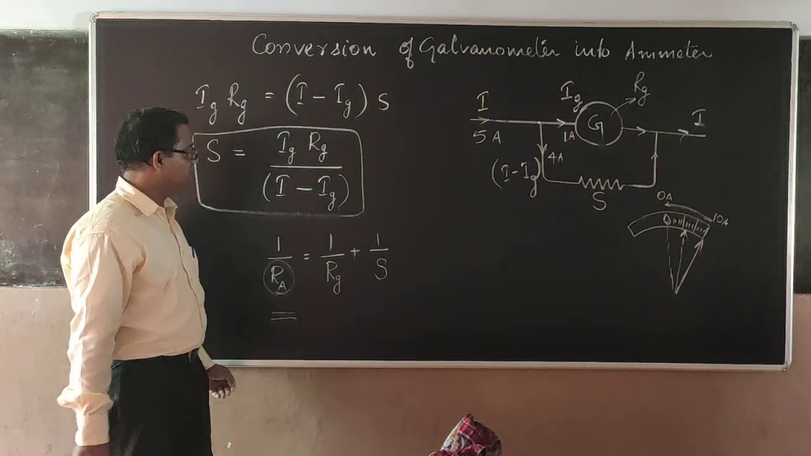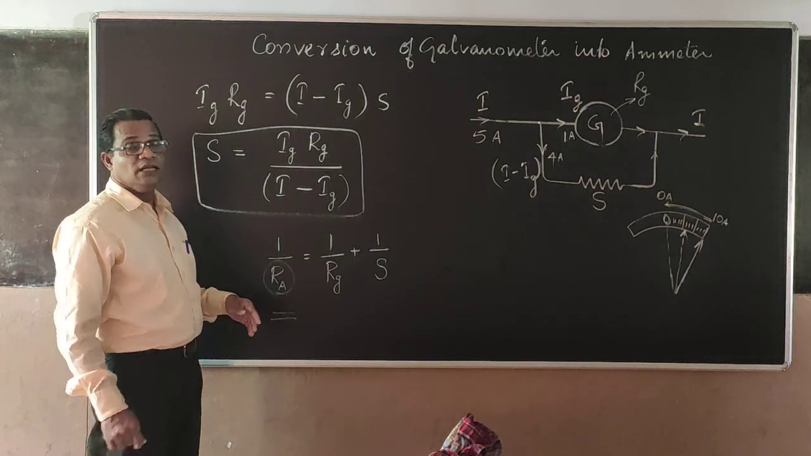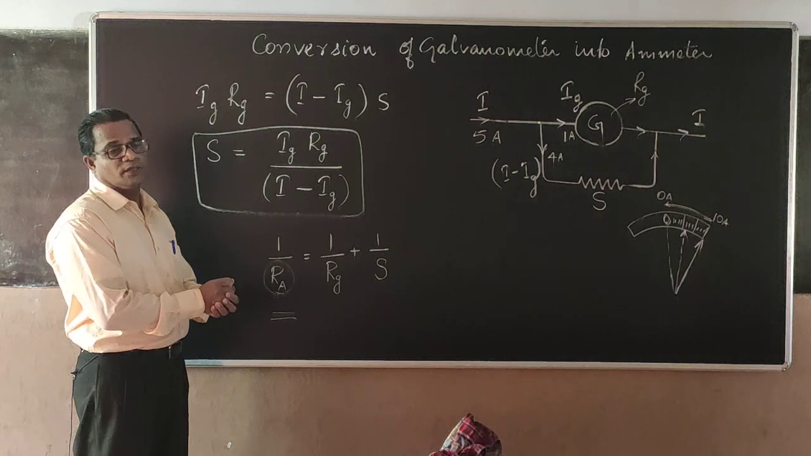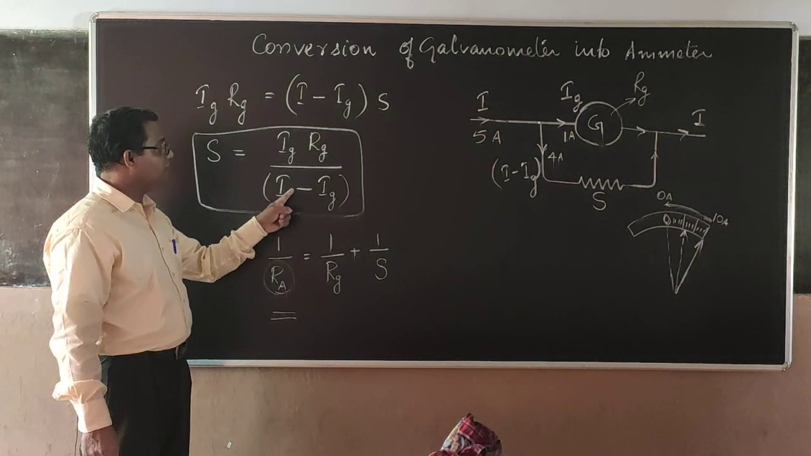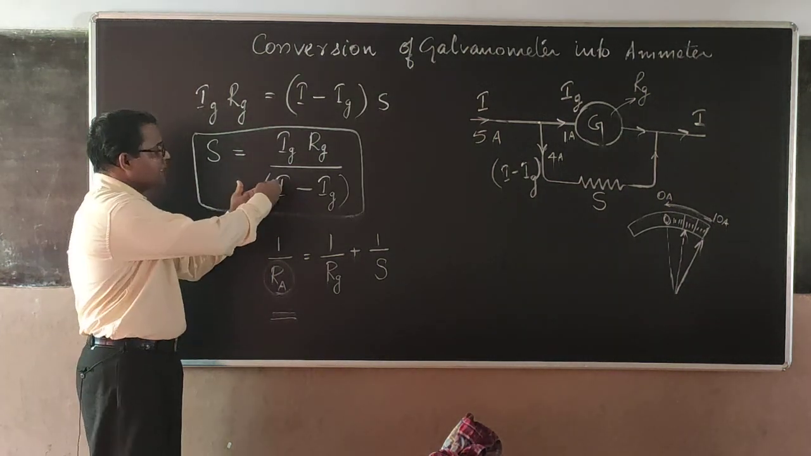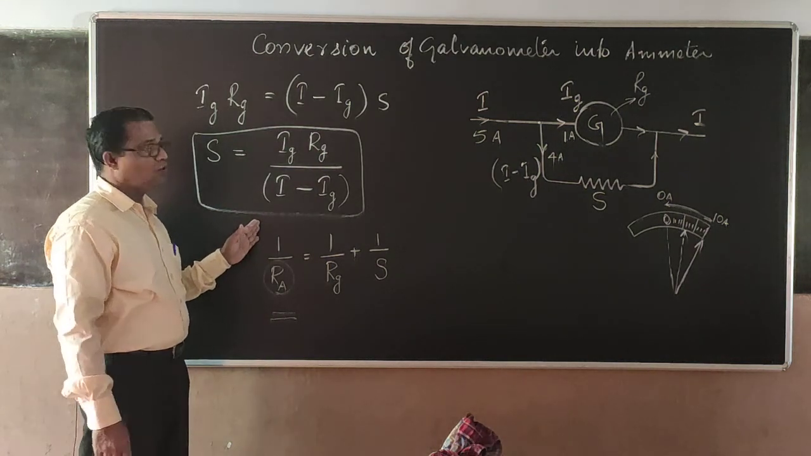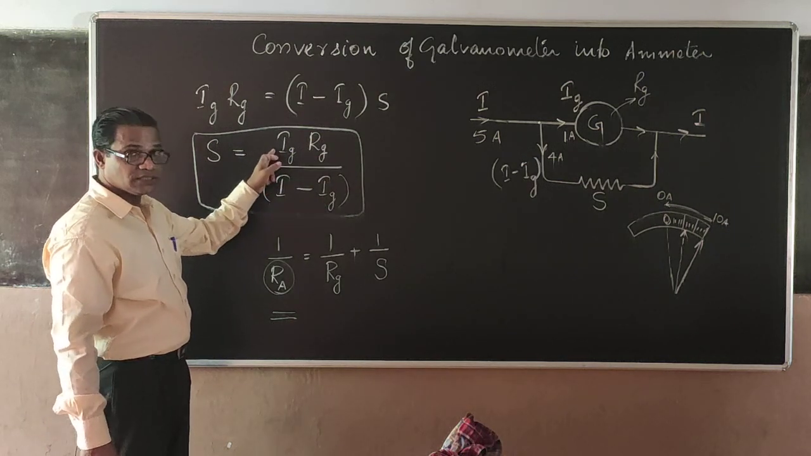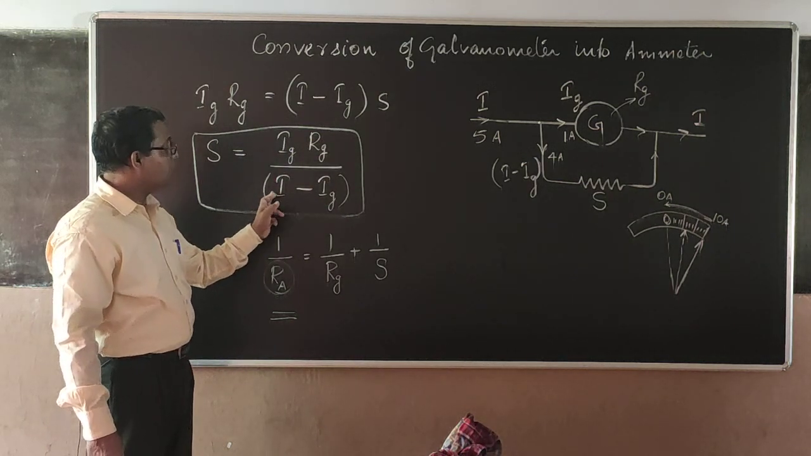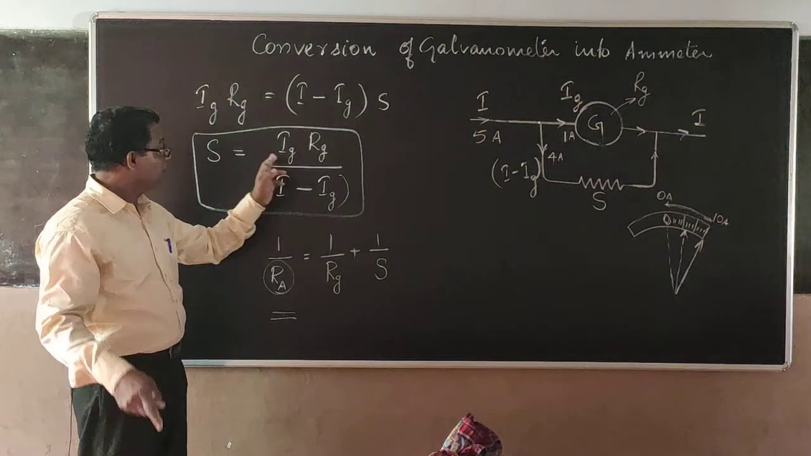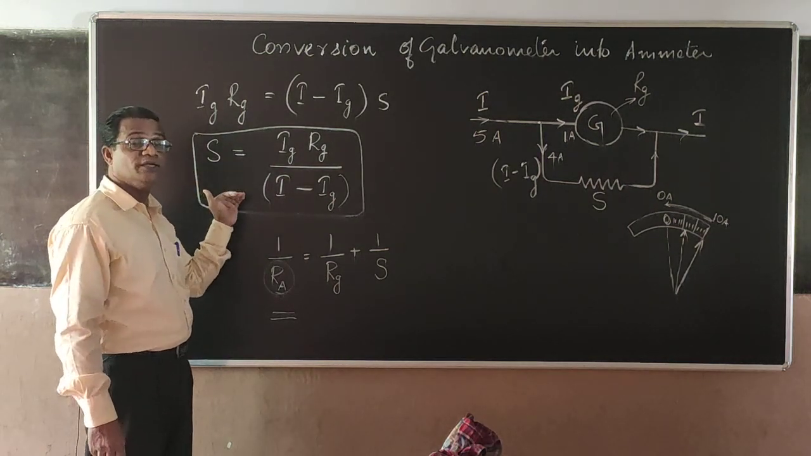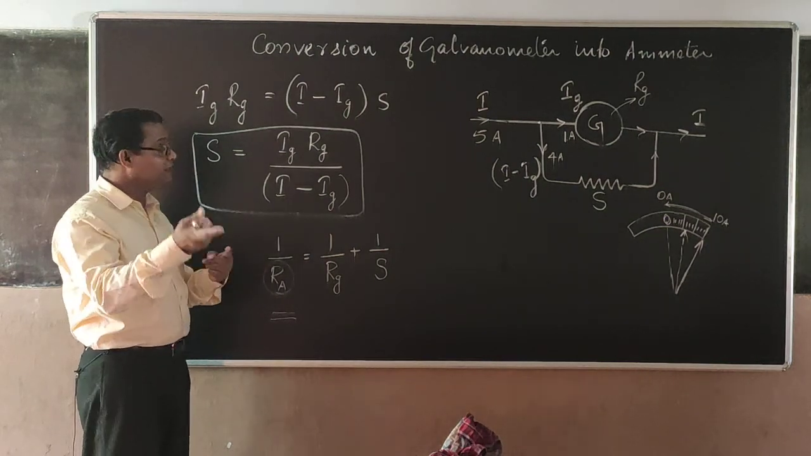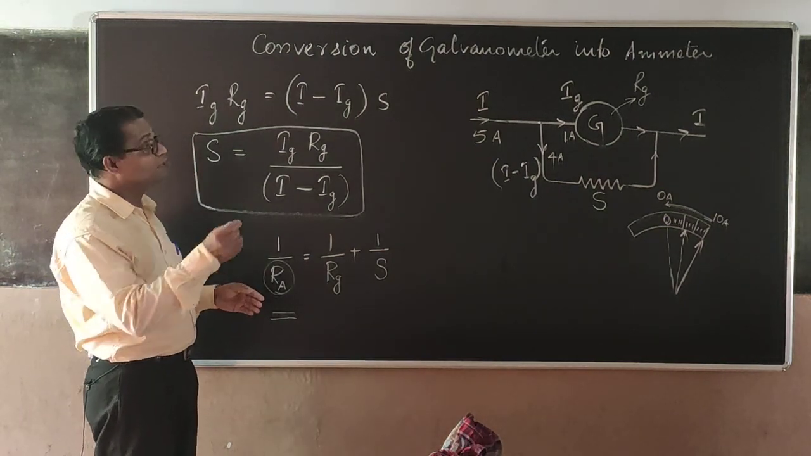But one more point. Can we increase the range of the ammeter? Yes, definitely, this I can be increased. How? When I increases, all these other things are constant, so I minus Ig increases, and thereby the shunt resistance goes on decreasing. So by decreasing the value of the shunt resistance, you can increase the range of the ammeter.